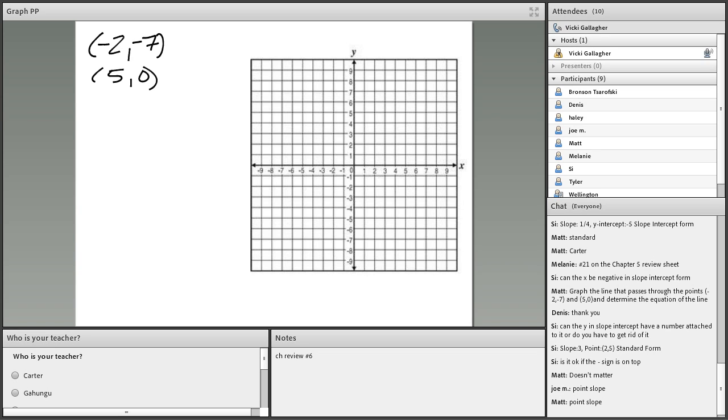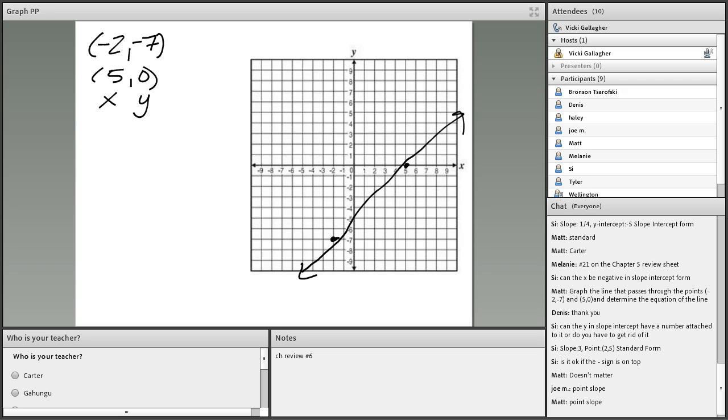Okay, cool. So if we're going to graph, the first number is an x and the second's a y. So for my first ordered pair, I'm going to go left 2 and down 7, which is all the way down here. And for my second ordered pair, I'm going to go right 5. And since it's a 0, I'm not going to go up or down. So that's here. And then we're going to pretend like I connected the dots.